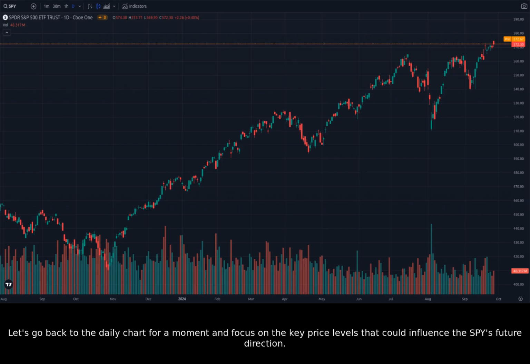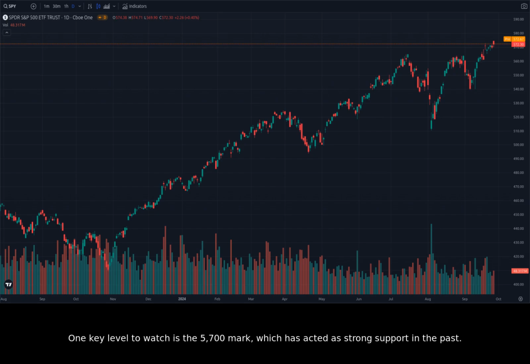Let's go back to the daily chart for a moment and focus on the key price levels that could influence the SPY's future direction. One key level to watch is the 5,700 mark, which has acted as strong support in the past. If the SPY breaks below this level, it could signal a significant correction in the market. On the other hand, the 5,800 level has acted as resistance recently. Breaking above this level could signify a continuation of the bullish trend and open the door to further gains.